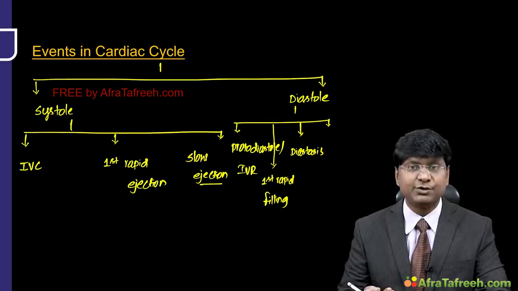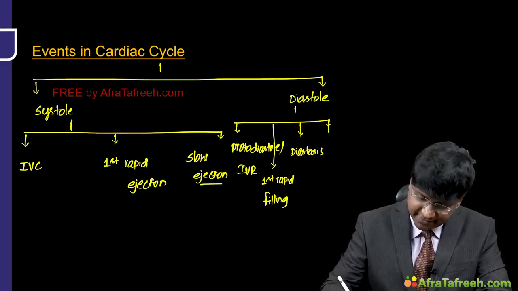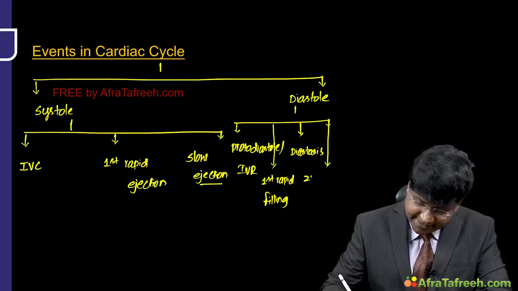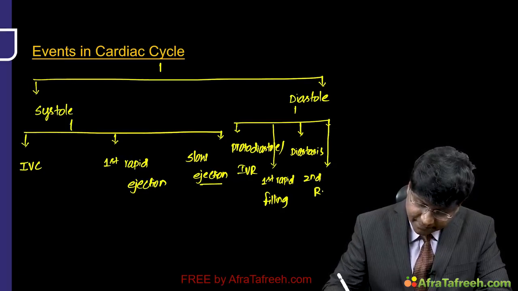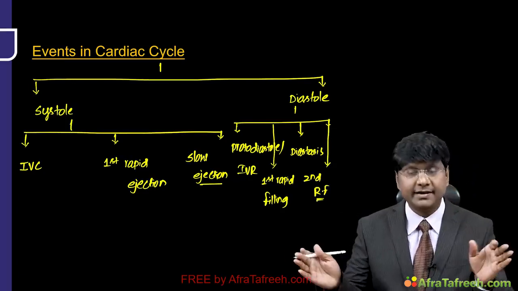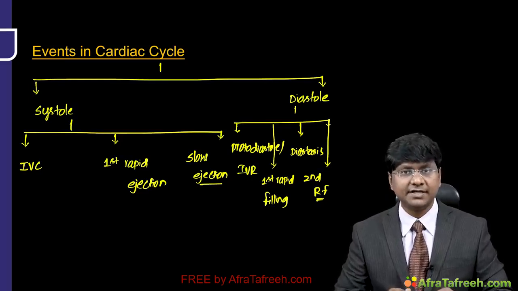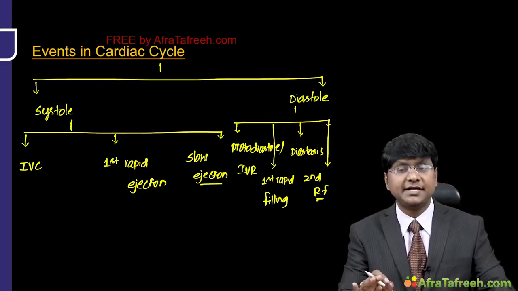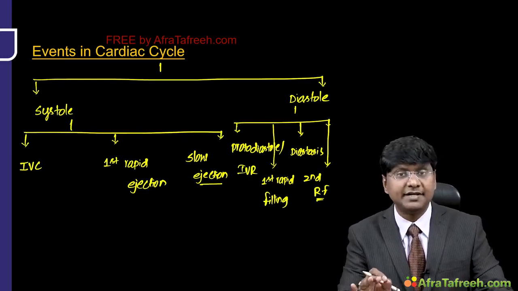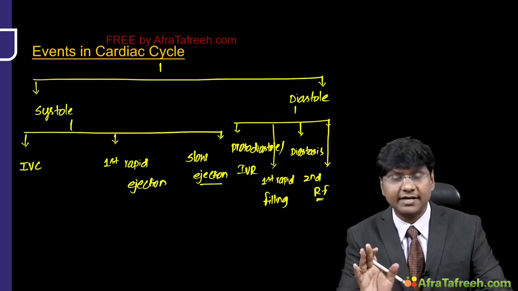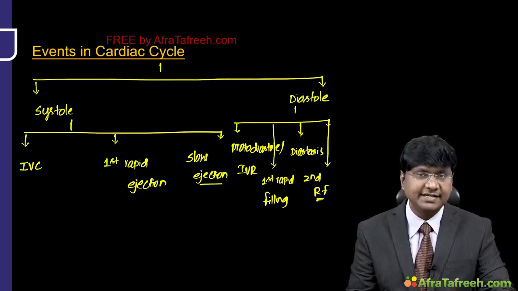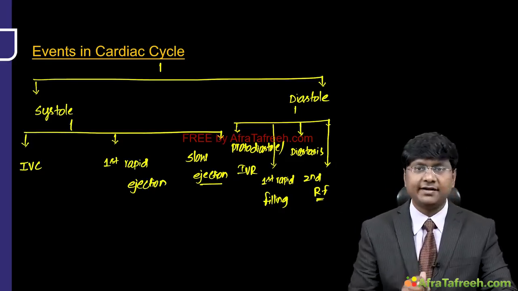right, which is the passive filling. Then we have the second rapid filling, and this second rapid filling is due to the atrial contraction that will cause the second rapid filling of the ventricle. And all the events in the cardiac cycle, whatever are being described, they are the ventricular events, not the atrial events. So with these events, you need to correlate the atrial events.